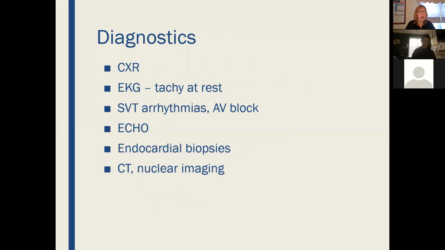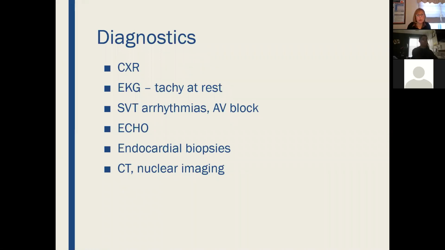All right, so what do we do for diagnostics? Pretty nebulous. Chest x-ray is going to tell us what the heart's looking like, give us a shadow of the heart, give us an idea maybe what kind of cardiomyopathy we might be dealing with. EKG, they're tachy at rest. The heart's not doing well, so it's going to be tachy to compensate. SVT arrhythmias for sure. There's backup to the atria, and that gets you your atrial arrhythmias. Then you can have blocks because the ventricle is restrictive, it's stiff, it's not doing well. So when the muscle isn't doing well, the conduction can be off.